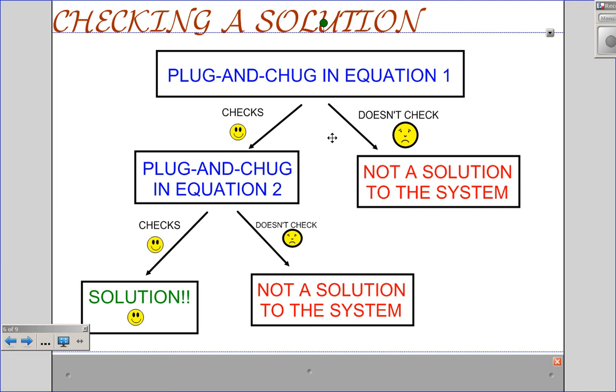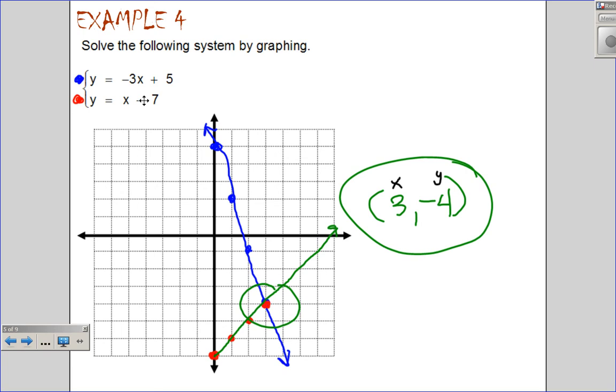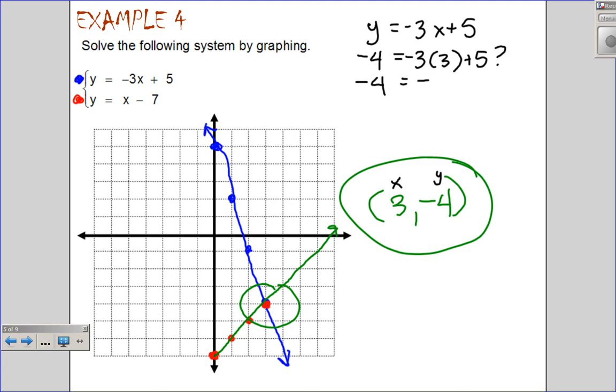So all it needs to do is not work for one equation for it not to be a solution. So going back here, just to verify, let's check it. So the first equation was y equals negative 3x plus 5. I want to plug in those values. So does negative 4 equal negative 3 times 3 plus 5? That's a question. So I'm plugging and chugging into the first one. Negative 4 equals negative 4, so I'm happy.